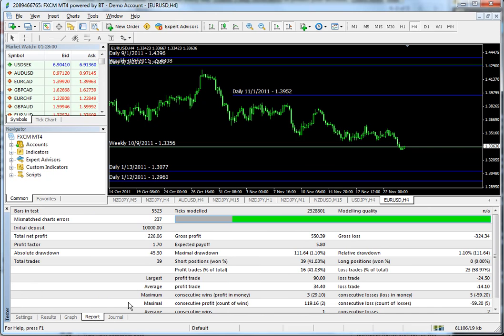It made 39 total trades. Average profit was $34, average loss was $14, so the winners were twice as big as the losers. And it had a 41% win rate and a 58% losing rate. And it made $226, or let's just say it made 2.26%, trading with almost no drawdown. Maximum drawdown was 1%, so we could increase the trade size there.